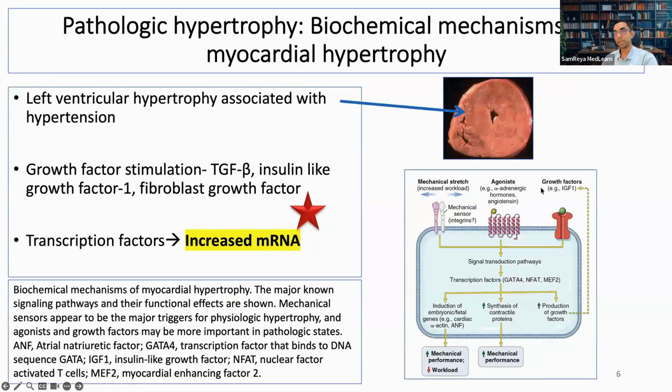Pathological hypertrophy. When I say pathological hypertrophy, that means there is some abnormality or some disease process. There is some disruption in the normal physiological process which would have led to this hypertrophy. One example you should always remember, and this is very direct and very easy, and you can correlate it with your knowledge from physiology: left ventricular hypertrophy in a person who has systemic hypertension.